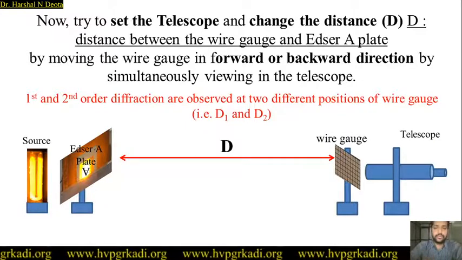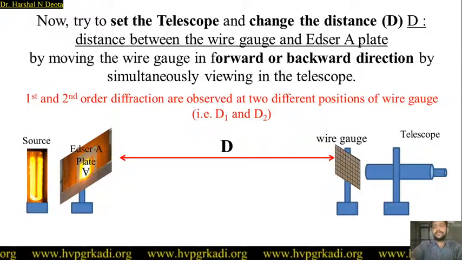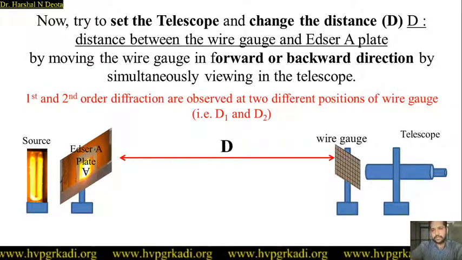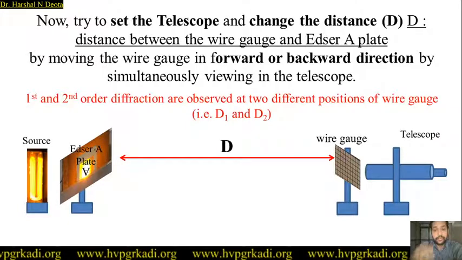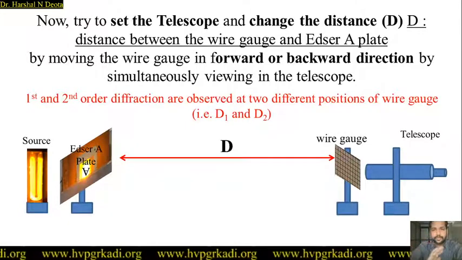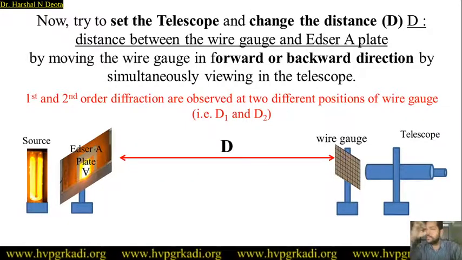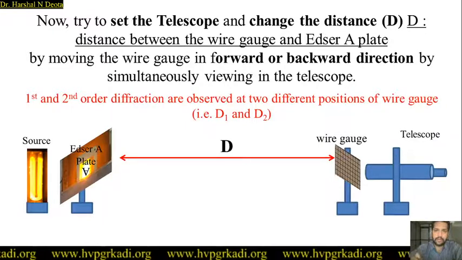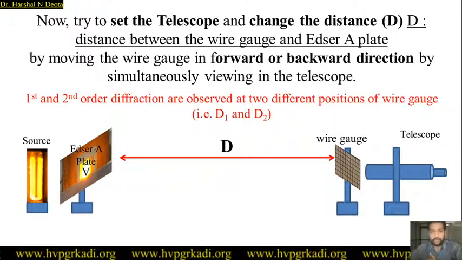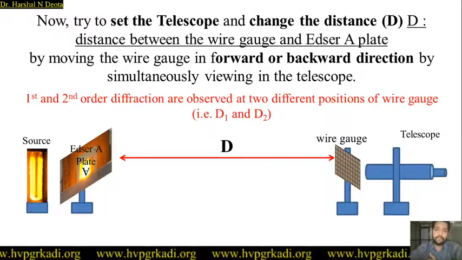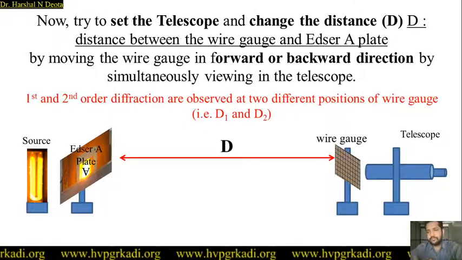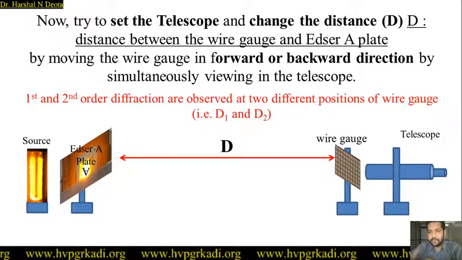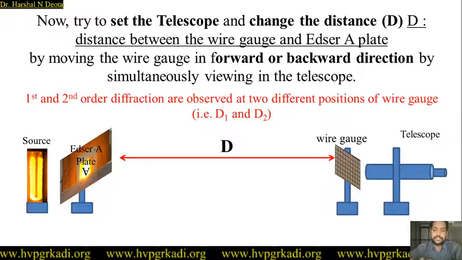What you need to do is change this distance d while simultaneously viewing in the telescope, right? It is not that one is viewing from the telescope and the other is adjusting. Of course it can be done, and if the distance is far more, then we need to take the help of a second friend, but these two processes should go simultaneously.